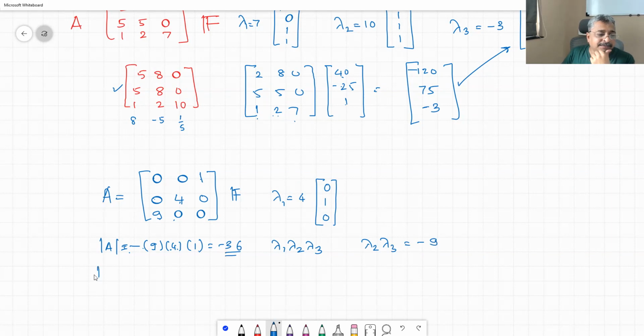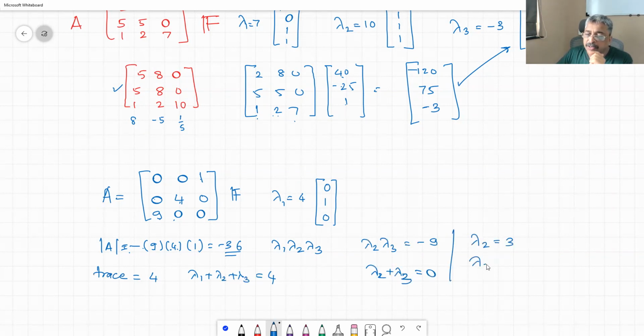And the trace is equal to 4, which is lambda 1 plus lambda 2 plus lambda 3 is equal to 4. So, lambda 2 plus lambda 3 should be equal to 0. That implies lambda 2 is equal to 3, lambda 3 is equal to minus 3.